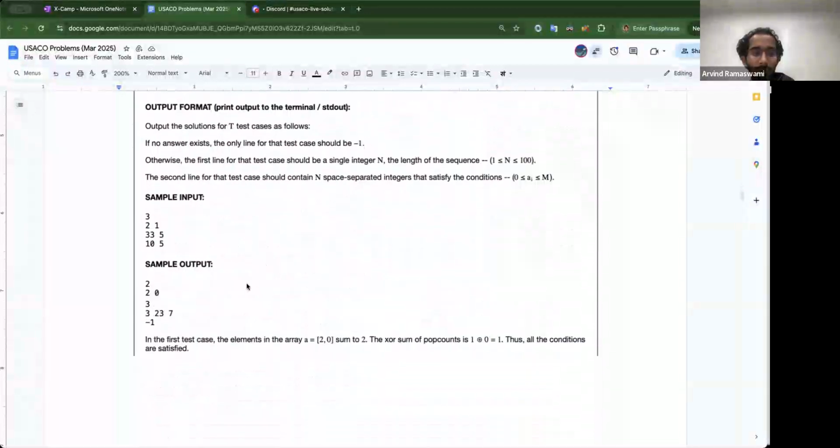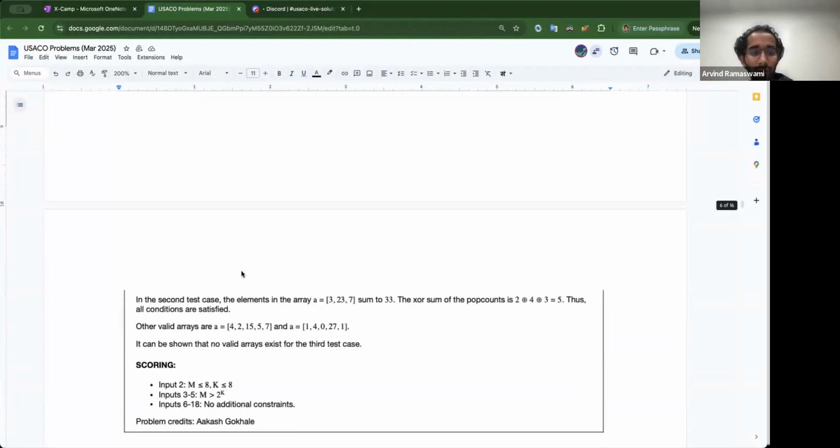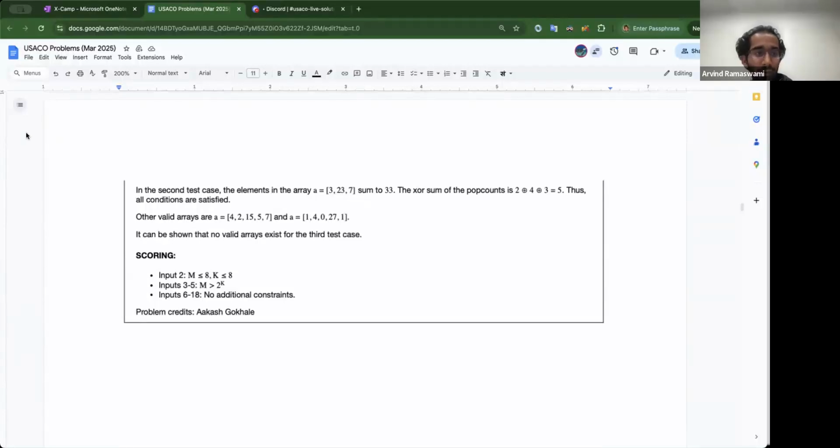So some examples here. m equals 2. This is just equal to 2, which has pop count 1. So you can do 2, 0, or you can just do an array of size 1, which is 2. And for cases like m equals 10, k equals 5, you can show it's not possible. So let's look at how to do each subtask.